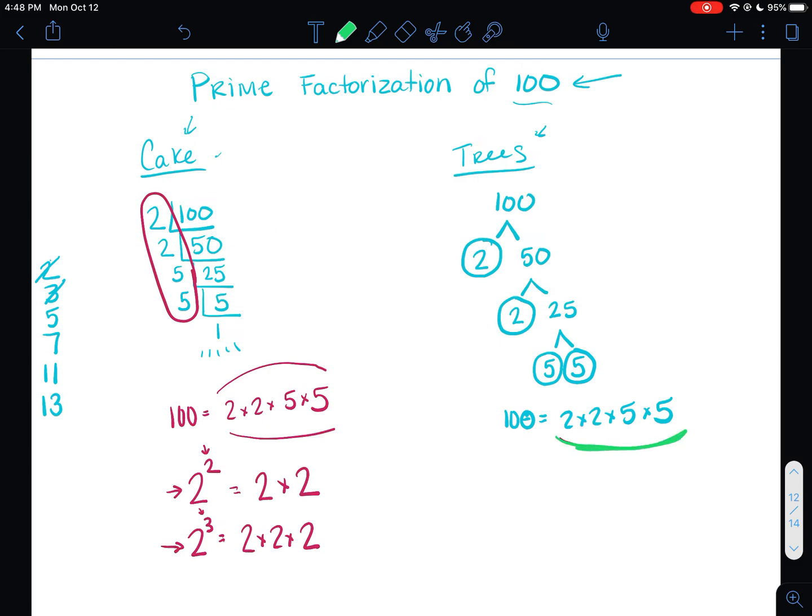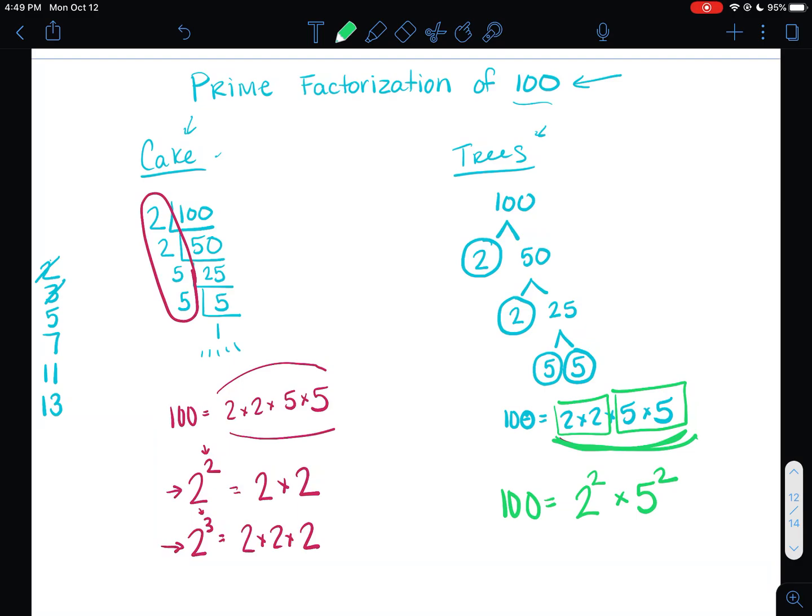So if I'm looking at the prime factorization of 100, I could actually rewrite this using exponents. So there are 2 2's. So 2 is being multiplied twice, so 2 to the second power. And that is being multiplied to 5 being multiplied twice, 5 to the second power. So that is just another way to rewrite it.